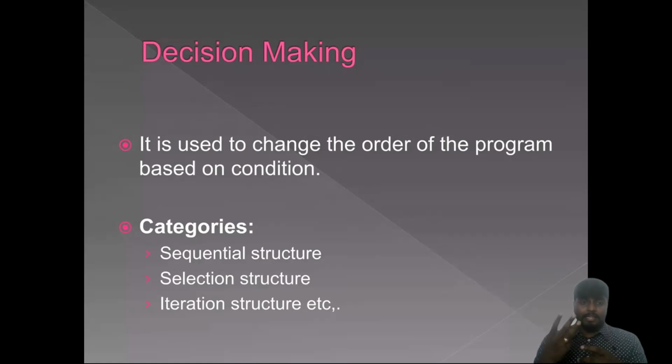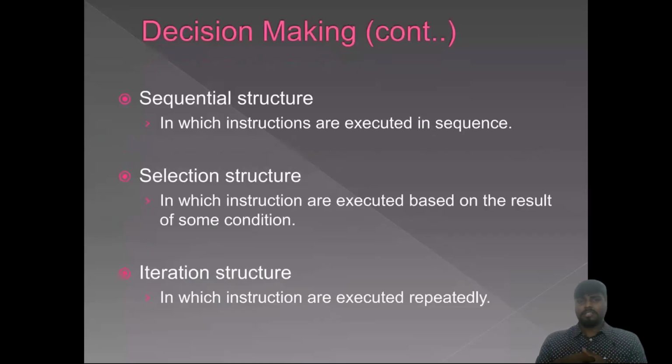There are three categories in decision making. One is the sequential structure, another one is the selection structure, another one is the iteration structure. In these three, we'll see what a sequential structure is, in which instructions are executed in a sequence, step 1, step 2, step 3, step 4. This is what the sequential structure is. It will go in order. We don't have any different conditions in the sequential structure.